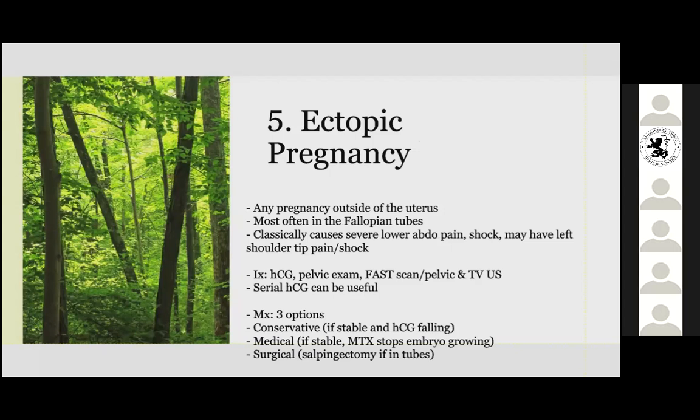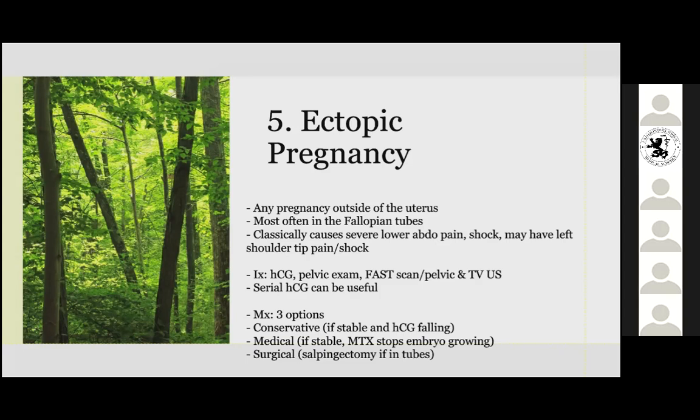Next, I'm going to move on to ectopic pregnancy, which, as mentioned, is the most worrying gynecological cause of acute abdominal pain. So any female with acute abdominal pain has an ectopic pregnancy until proven otherwise. This is defined as any pregnancy outside of the uterus. The most common place for this to occur is in the fallopian tubes, but it can also occur in the ovary or in the abdomen.